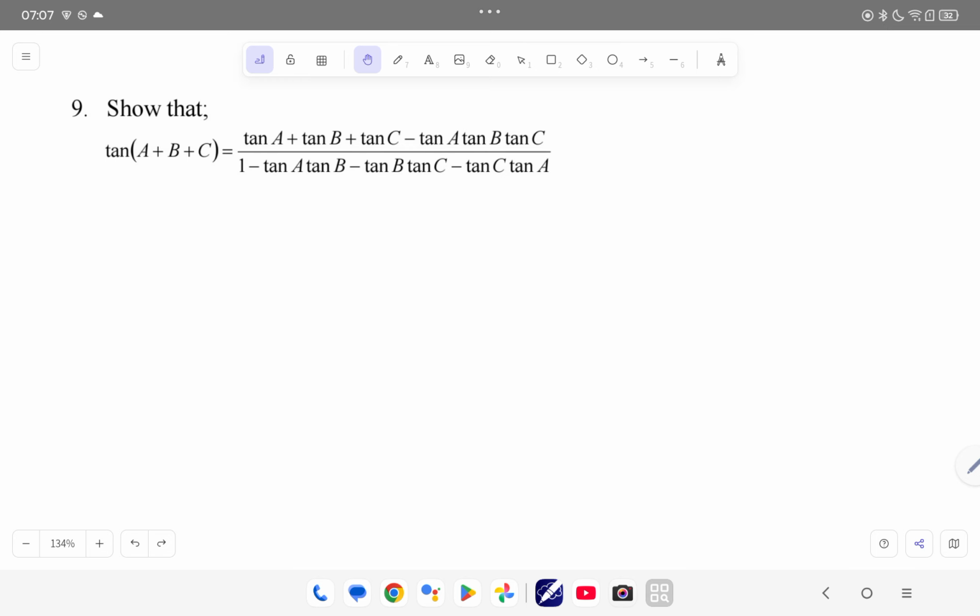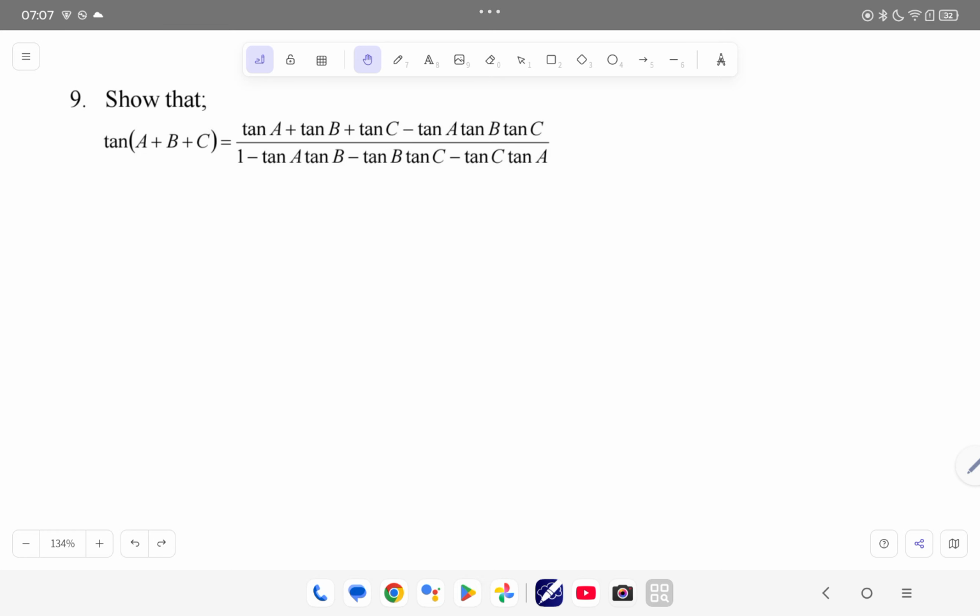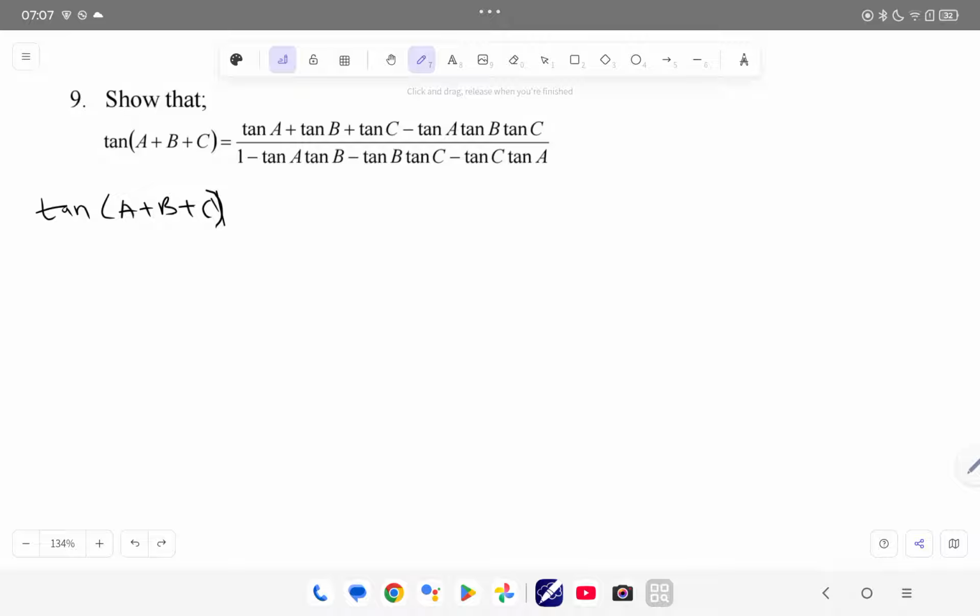We can now do our last question. I had reserved it because it was more complex than number 10. I wanted to move from simple to complex, not otherwise. Now here we have tan of A plus B plus C. This is my left hand side.